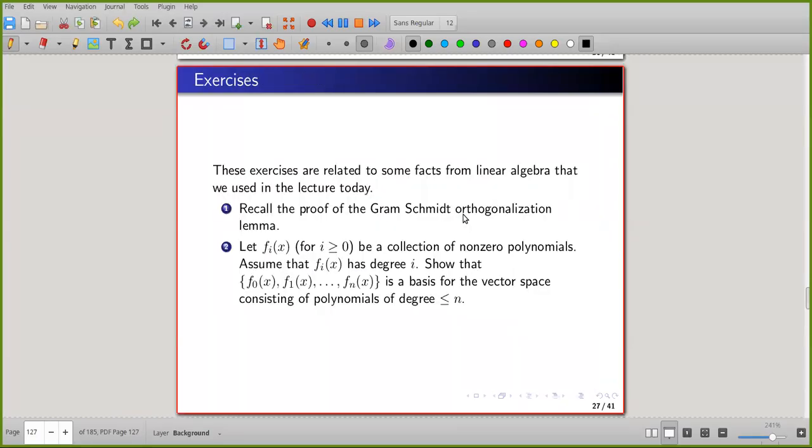These are some exercises for you. This is a more general exercise. Recall the proof of the Gram-Schmidt orthonormalization process, and this is the exercise I gave. Let f_i be a collection of non-zero polynomials. Assume that f_i(x) has degree i. Show that f_0 up to f_n(x) is a basis for the vector space consisting of polynomials of degree less than or equal to n.